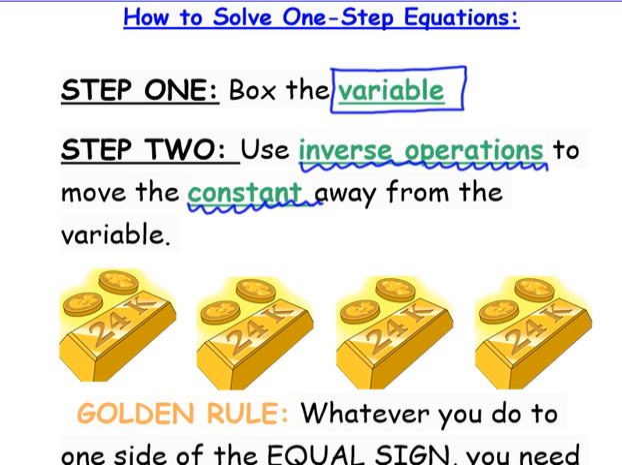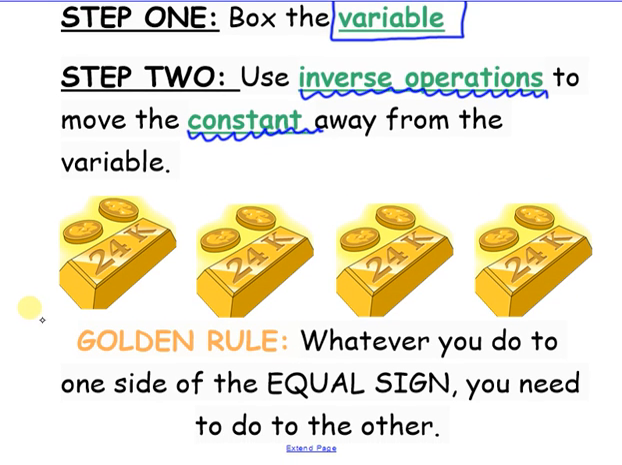Now, the really big thing with one-step equations is this golden rule. And I've even put bars of gold here so that you know how important it is. The golden rule is whatever you do to one side of the equal sign, you have to do to the other side of the equal sign. It's super, super, super important. If you don't follow the golden rule, you will not solve your equation properly. Whatever you do to the left, you do to the right. It's like the golden rule of friendship: treat others the way you want to be treated.